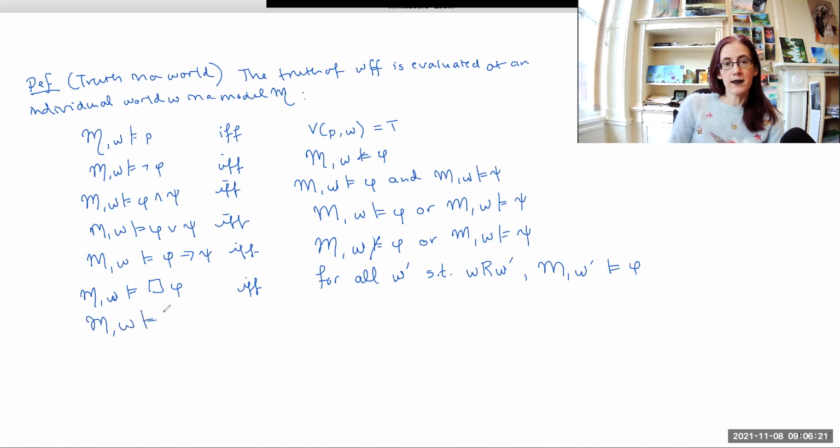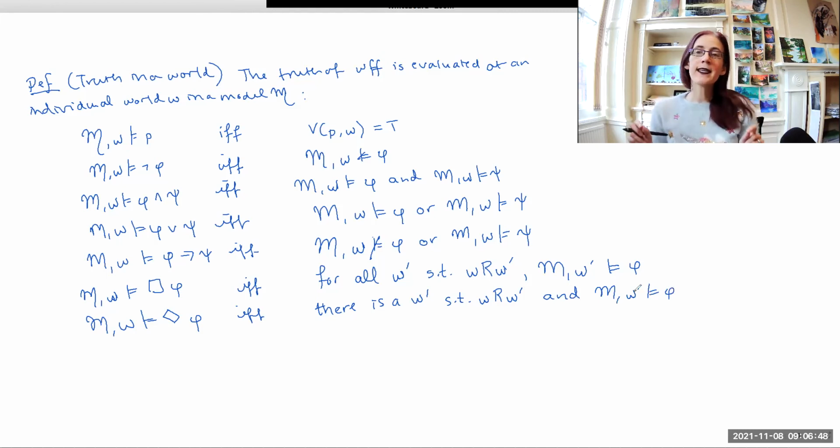And then for possibility, it's going to be the same sort of thing. What makes phi possible with respect to W? It's if W can see at least one place where it's true. So it's not the case that everywhere it looks, it is false. So here we have the existential correlates. So there is a W prime such that W sees W prime and phi is true there.